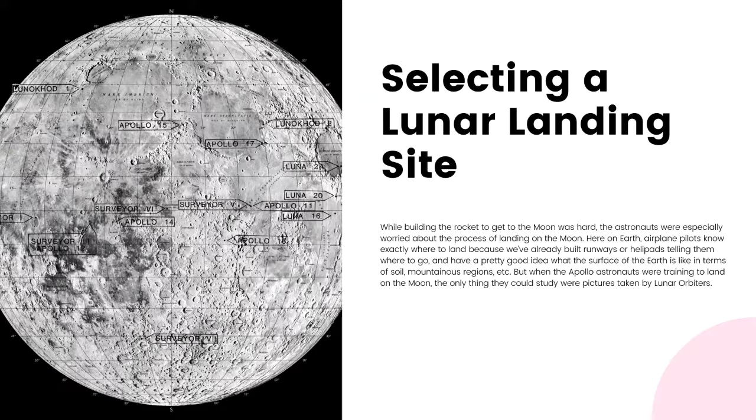So why are we interested in sharpening images using the concept of Fourier transformation? Back to the objective, to give astronauts better insight on the moon landing, because back then there were no built-in runways or helipads on the moon telling them where to go.